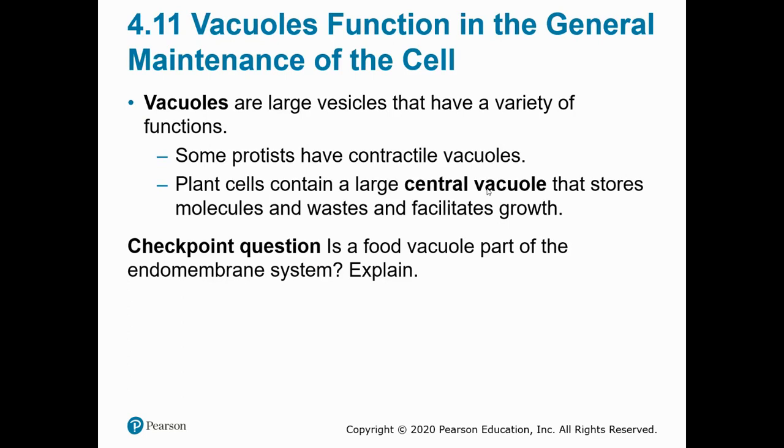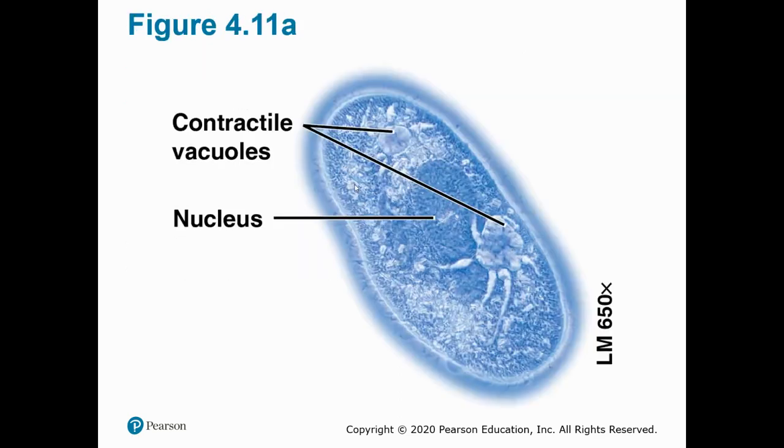Vacuoles exist in some protists. Protists have contractile vacuoles a lot of times in order to make sure that the water that enters the protist at all times gets kicked back out. Plant cells contain a central vacuole that stores molecules and wastes and that kind of thing. Here's an example of a contractile vacuole on a paramecium.